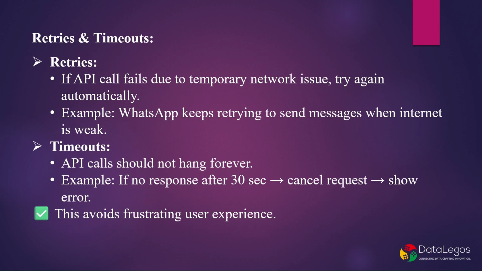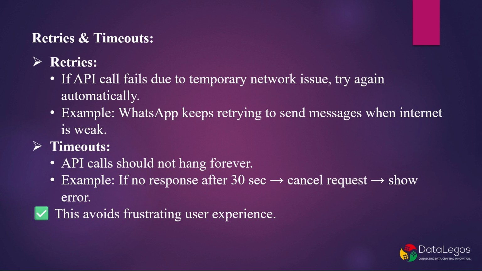Retries and timeouts. Sometimes errors are temporary, like a weak internet connection. That's why we use retries and timeouts. Retries: if the API call fails, the app automatically tries again. Example, WhatsApp keeps retrying to send a message until the network is restored.